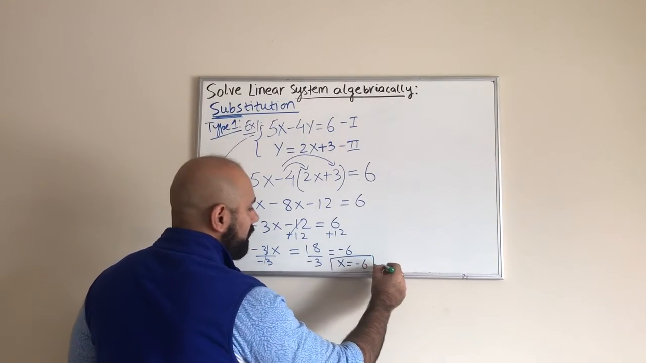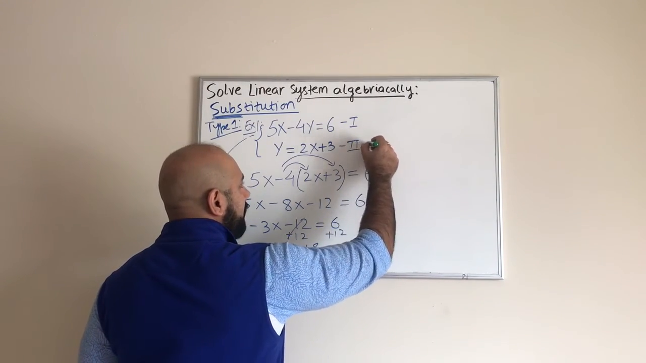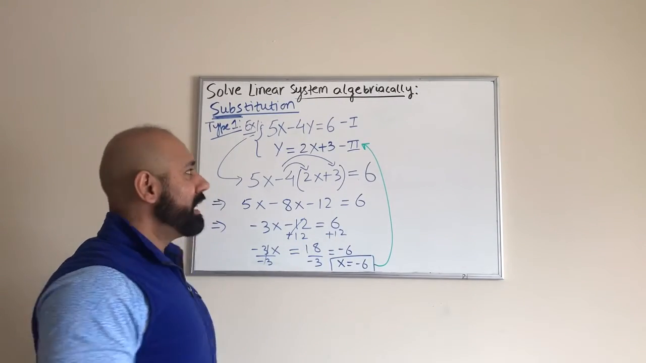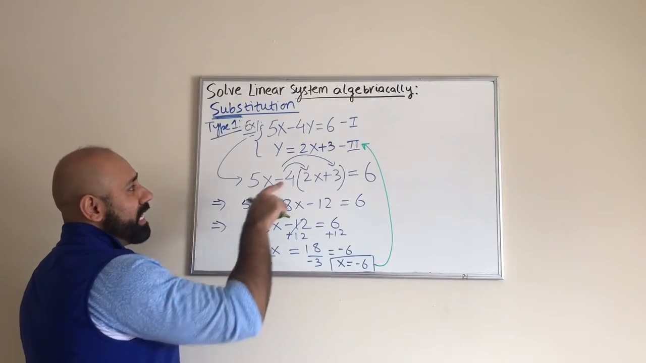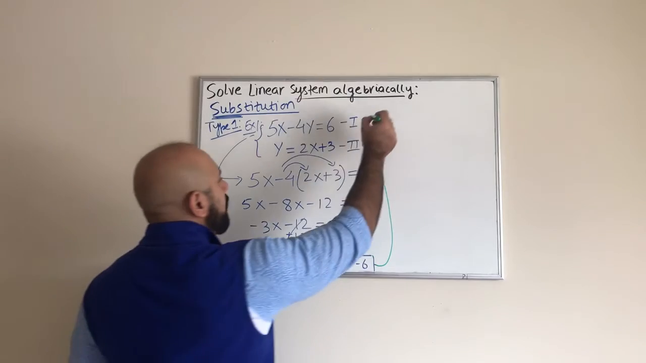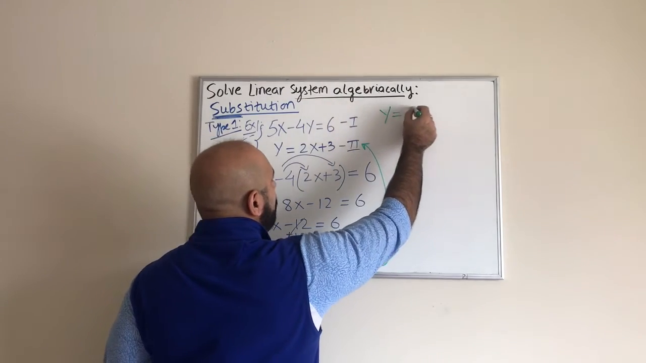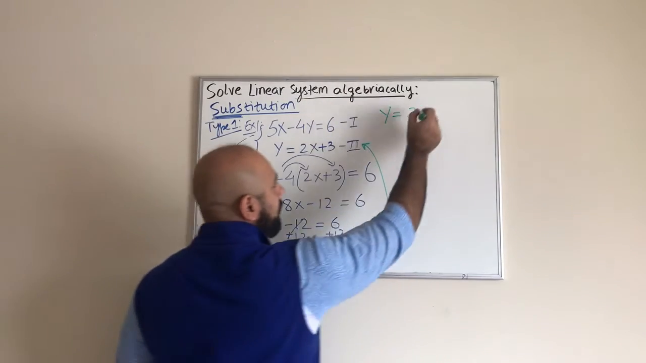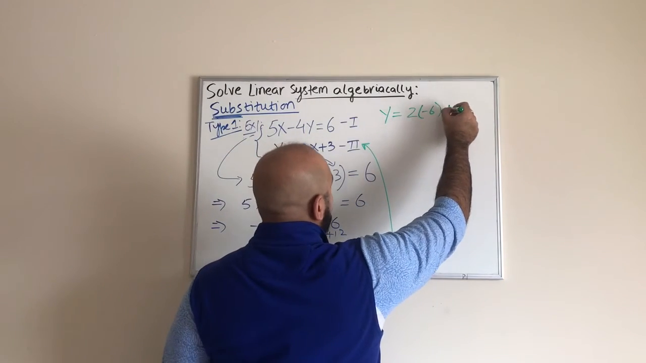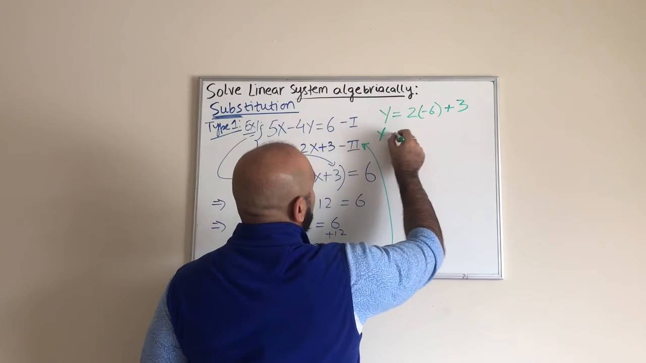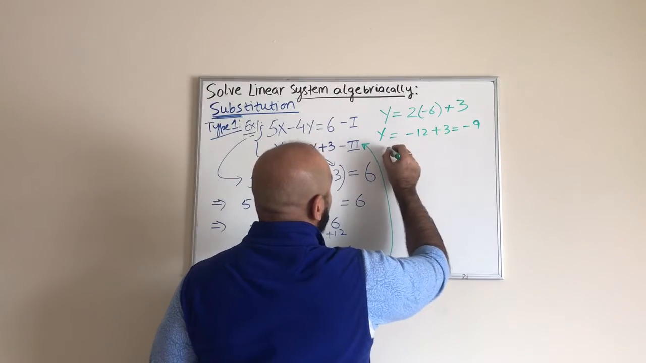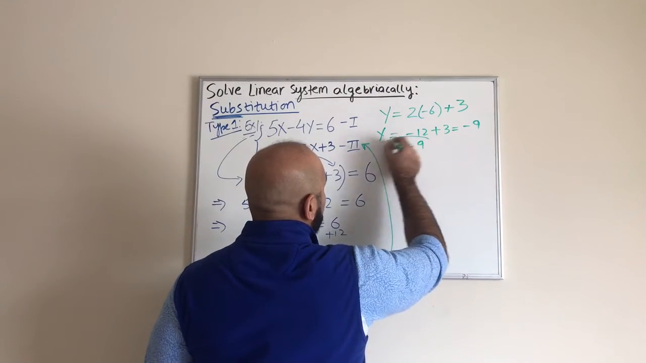So I'm going to use this information and substitute back in equation 2. Guys, you can also substitute in equation 1. It does not matter, but looking at both the equations, it seems that it would be easier to get y using equation number 2, okay? So we have y equals 2 times x, and x is negative 6. So I'm going to put that in parentheses, and then plus 3. Now you have to simplify this, so it is negative 12 plus 3, which is negative 9. So I have my y equals negative 9.